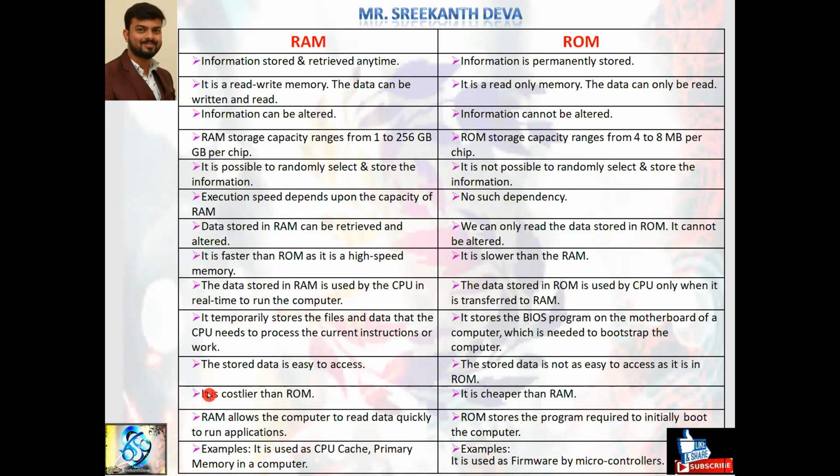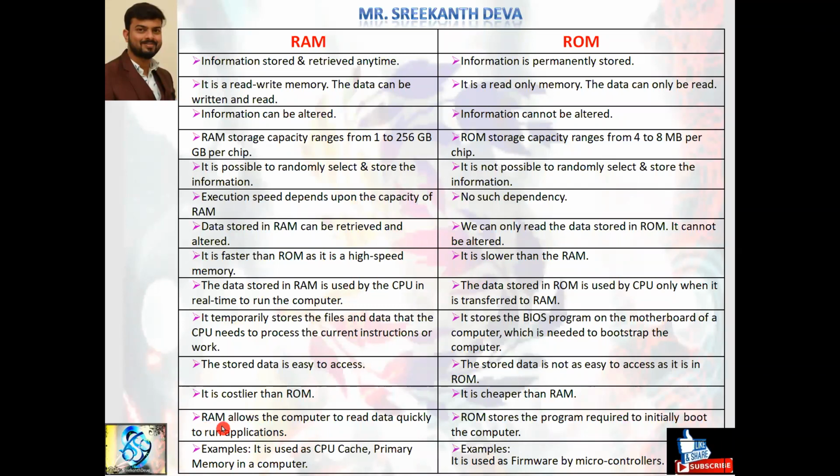Next point: in RAM, the stored data is easy to access, but in ROM, the stored data is not as easy to access. RAM is costlier than ROM, because RAM prices vary based on the capacity of the RAM. 512 MB has one price, 1 GB has a different price, then 2 GB, 4 GB, 8 GB. When the capacity of the RAM increases, the price also varies. Comparatively, ROM is cheaper or low cost.